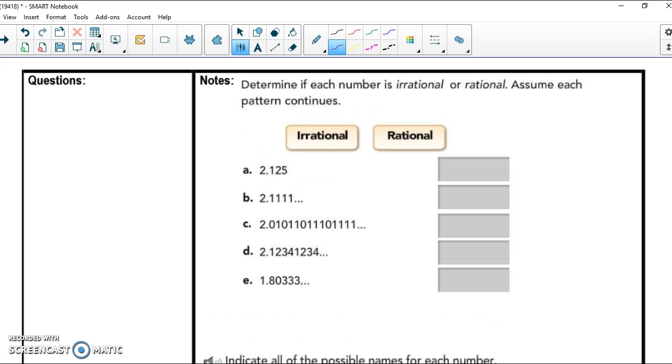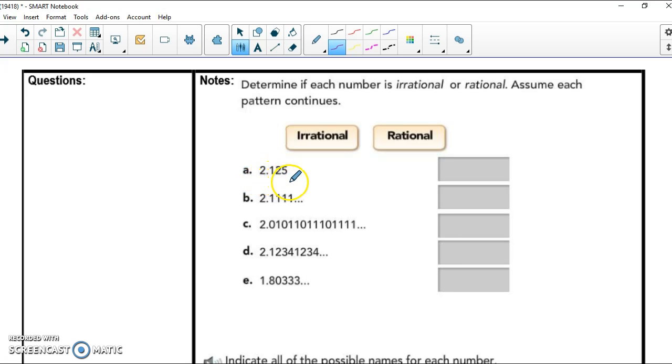All right, a little more practice with rational and irrational. They ask you to assume that each pattern continues. So when you see the dot, dot, dot, that means whatever pattern comes before these dots is going to continue. I don't know why they chose not to use the repeating bar, but if you see the dot, dot, dot, assume that the repeating digits continue repeating.